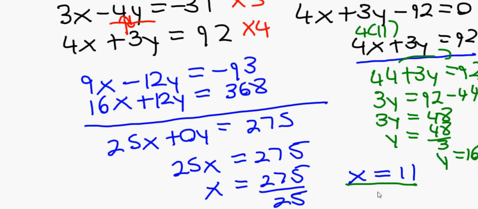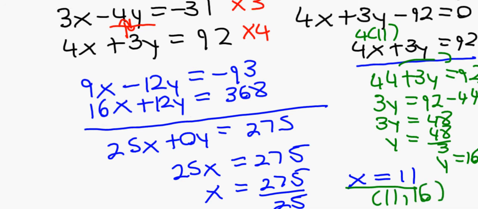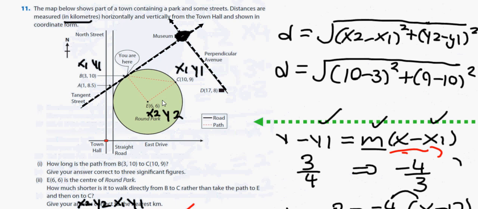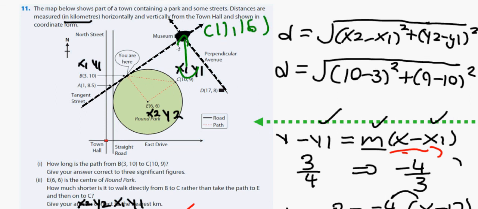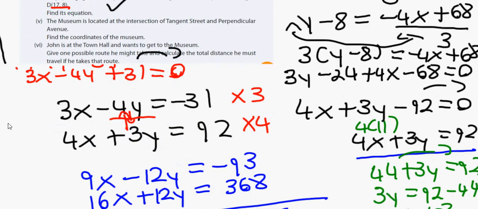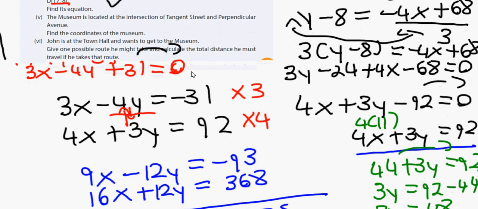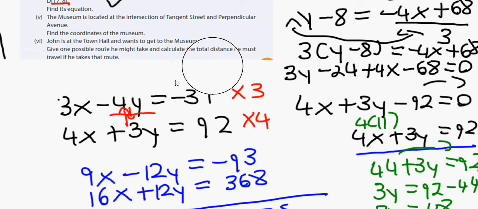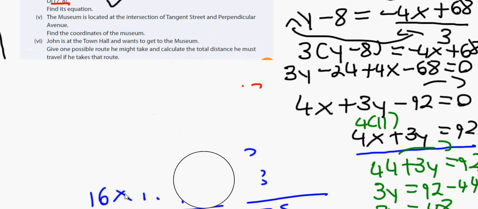So this is the point 11, 16. If you look up here, 11, 16 is to the right of 10 and up. So 11, 16 according to your map seems like the right answer. So you can check your answer using common knowledge of your map as well. Finally, John is at the town hall and wants to get to the museum. Give one possible route he can take and calculate the total distance he must travel to take that route.